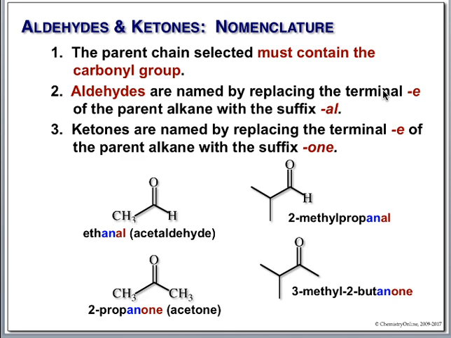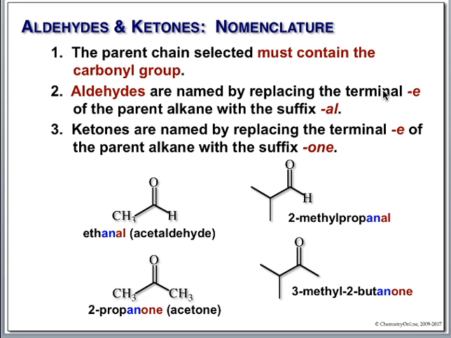Again, our parent chain is going to be 3 carbons, so it's a prop. We have a methyl group on carbon 2, so it's a 2-methylprop. Fully saturated, so it's an an. And again, it's an aldehyde, so it's an al. Note that when you have an aldehyde, you don't have to put a number because, quite obviously, it must come at the end of the chain, right? It has to.